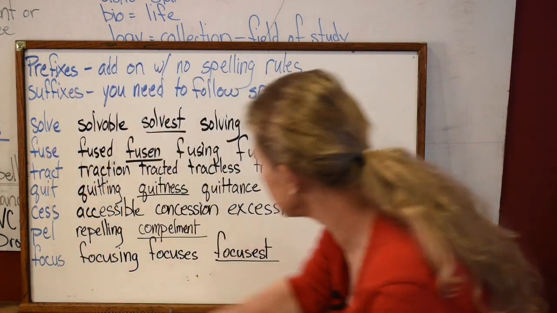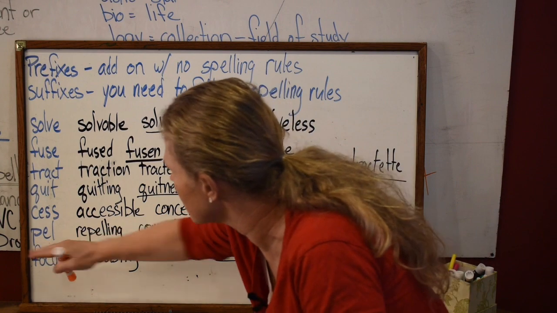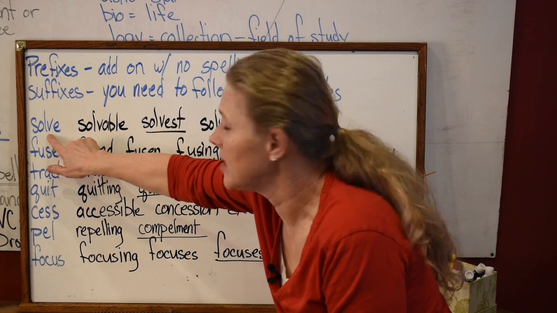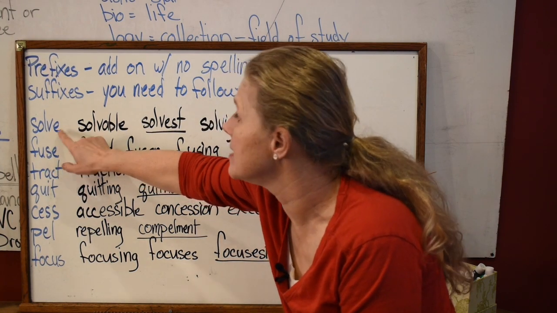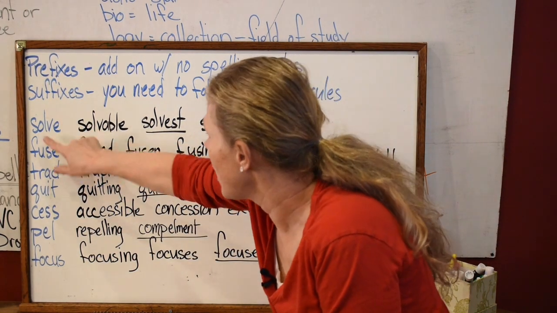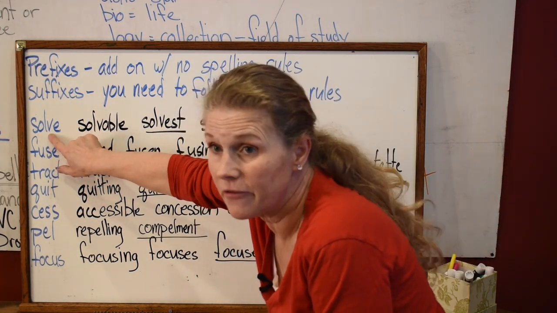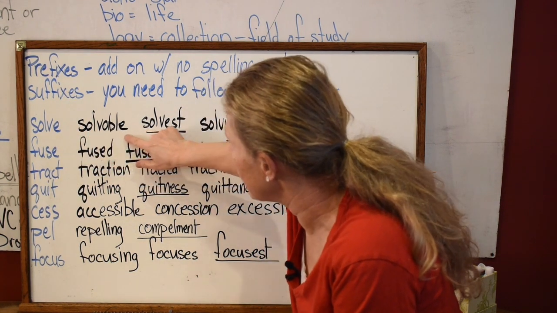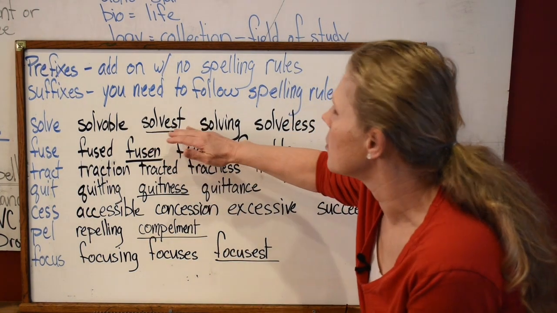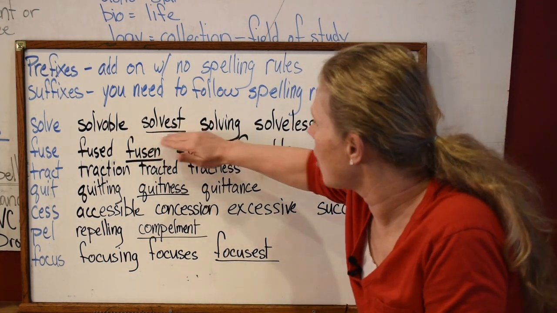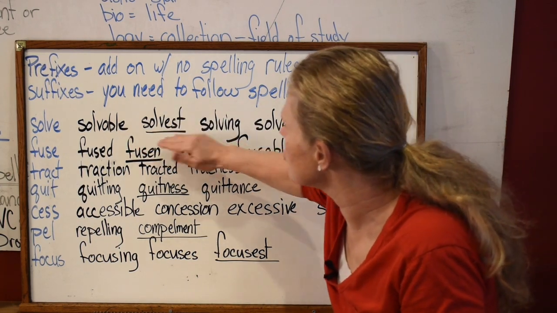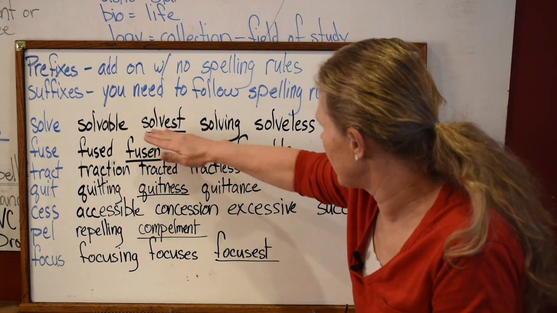Now, I chose some Latin roots right here. Now, solve. It ends with an E. Remember, V's can't be at the end, so this E is there to keep the V from being at the end. So right here, you drop the E. It's only there to keep the V from being at the end. So you can drop it and add on a vowel suffix. Also, you guys, be really careful. You can't just add on any suffix. Solvis. This isn't a real word. So make sure that you are adding on the correct suffix.